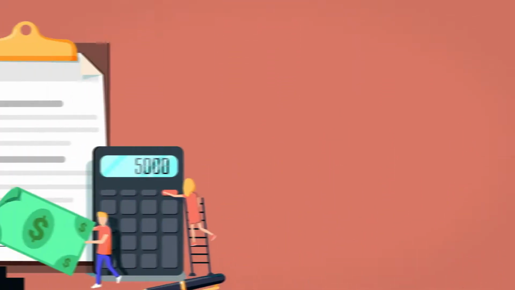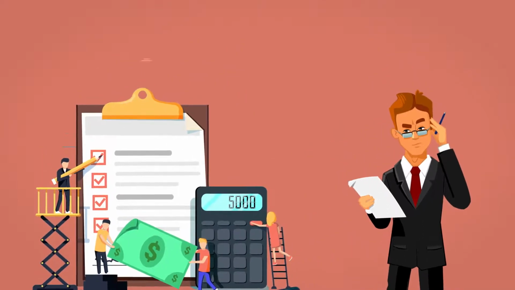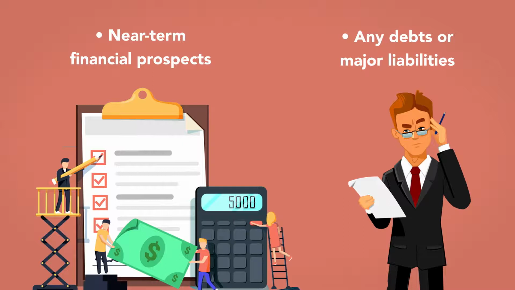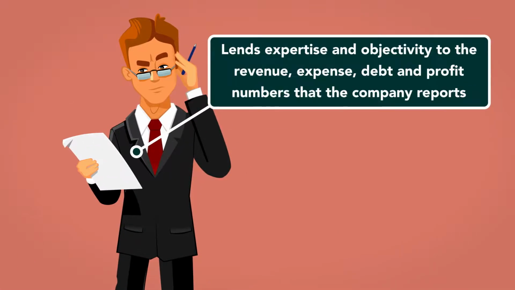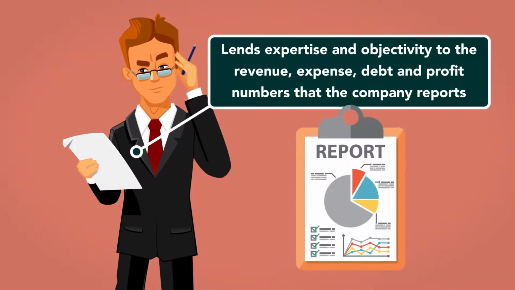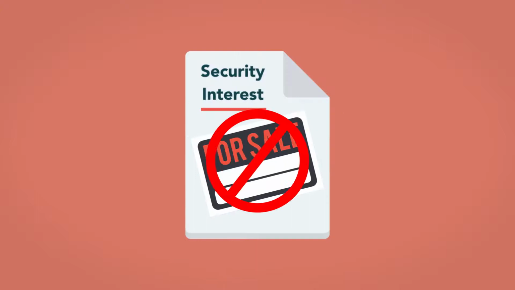Investors should also know the current financial condition of the company and that it has been audited by an independent accounting firm. This information is critical to understanding the near-term financial prospects of the company and any debts or major liabilities that might impact the company after the IPO. Having an independent accountant certify a financial statement lends expertise and objectivity to the revenue, expense, debt, and profit numbers that the company reports. During the waiting period, the company cannot sell securities.